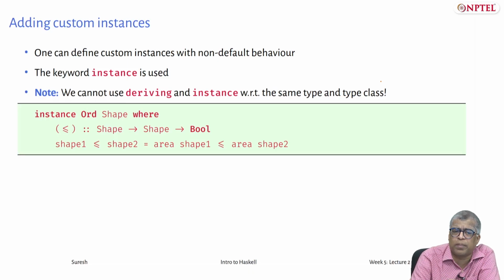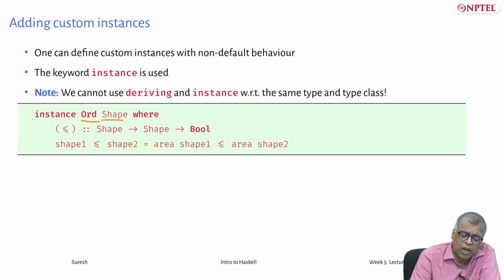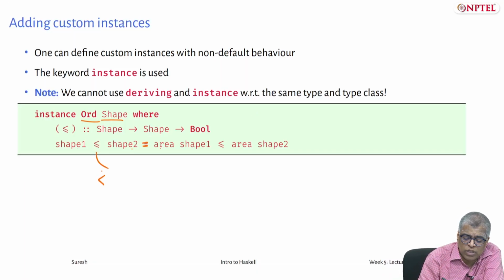For instance, for Shape, we could say instance Ord Shape. Shape is an instance of Ord where less than or equal to is a function that I am going to define now, of type Shape arrow Bool. How do I define this? Shape1 less than or equal to Shape2 is defined to be the same as area of Shape1 less than or equal to area of Shape2. So this less than or equal to is the comparison operator on Shape.